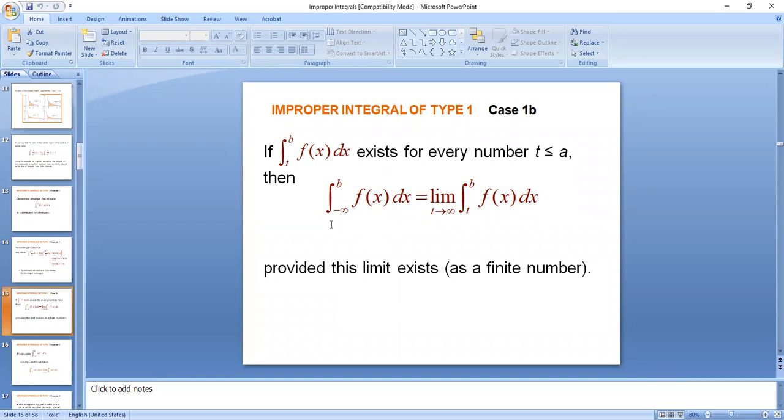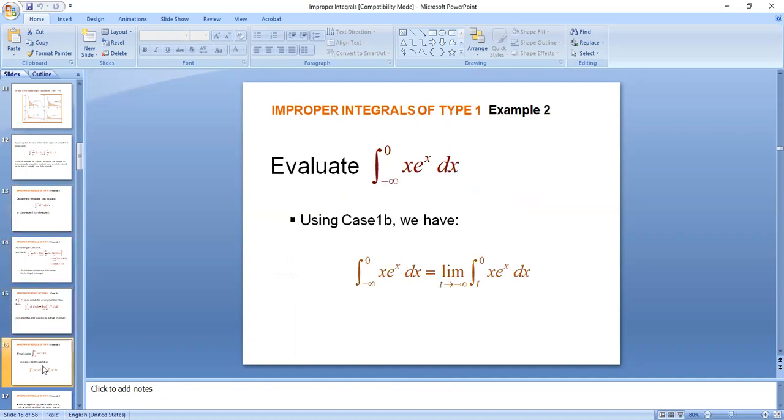Now, if you evaluate this improper integral, it would be interpreted as this. We replace the infinity here, or specifically the negative infinity, by t. Then evaluate the limit of this integral as t approaches negative infinity. This is under case 2. As an example here, let's say you have this one, from negative infinity to 0.